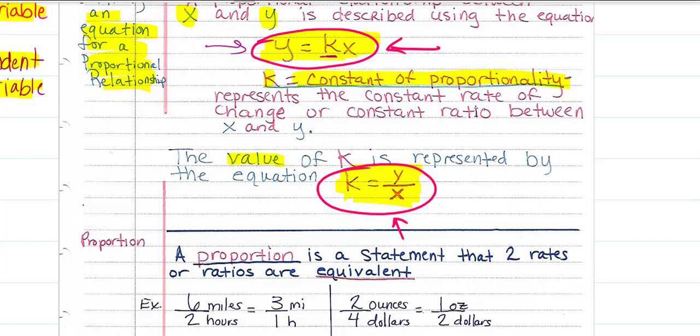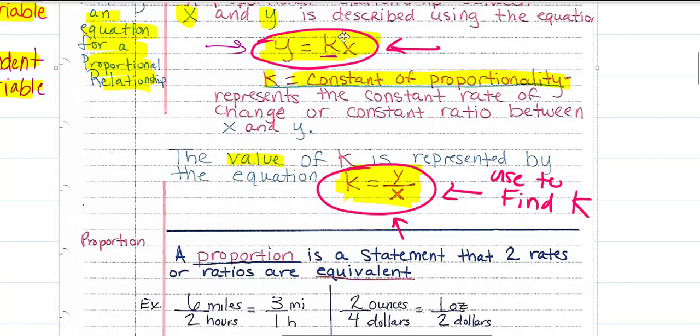Okay, so if we are looking to find k, we want to look at this relationship and find out if it is a proportional relationship. We're going to take the variable y and divide it by x, and that will equal our constant. We'll do that for every pair of quantities presented in the proportional relationship. So this equation we'll use to find k, the constant of proportionality. This top equation we'll use to represent the proportional relationship.